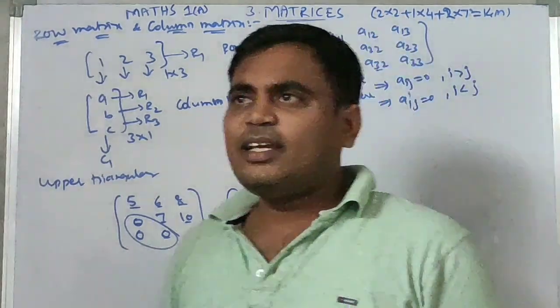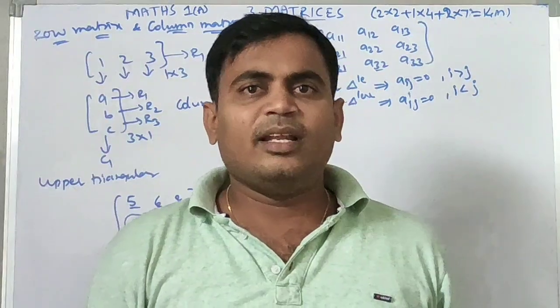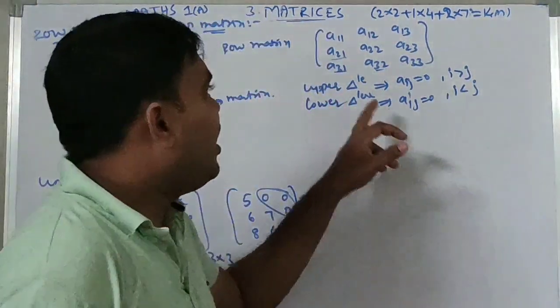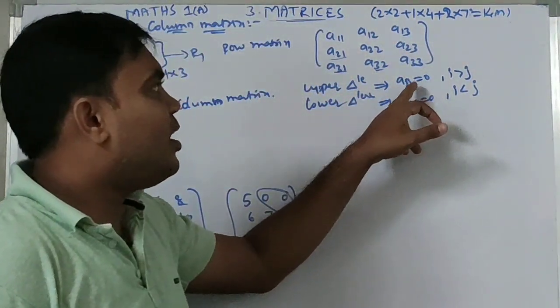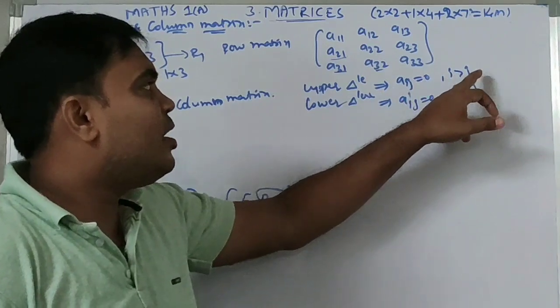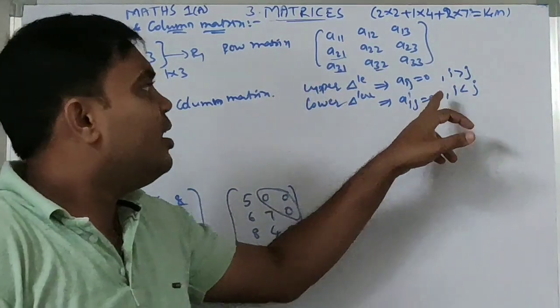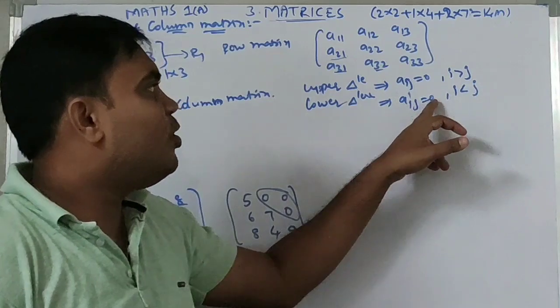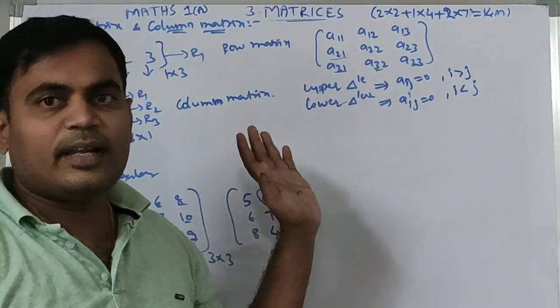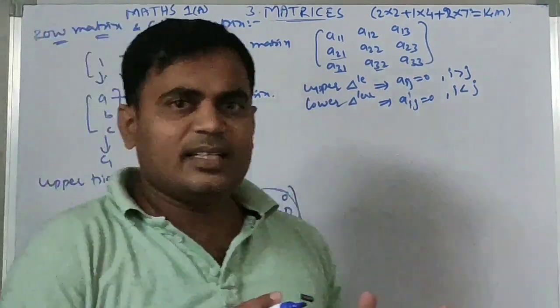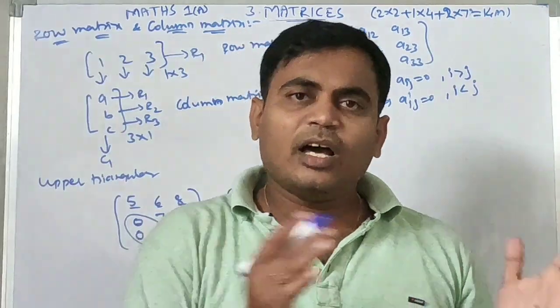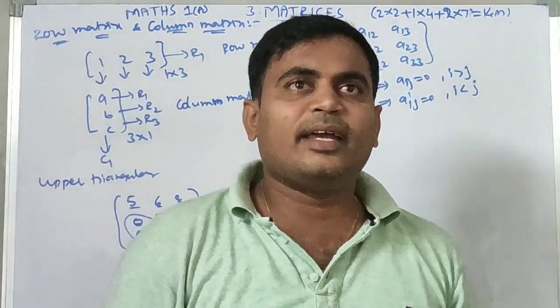So if Aij, m by n, is a square matrix and Aij equal to 0 for all i greater than j, then it is upper triangular. If Aij equal to 0 for i less than j, then it is lower triangular. A matrix that is either upper triangular or lower triangular is called a triangular matrix.